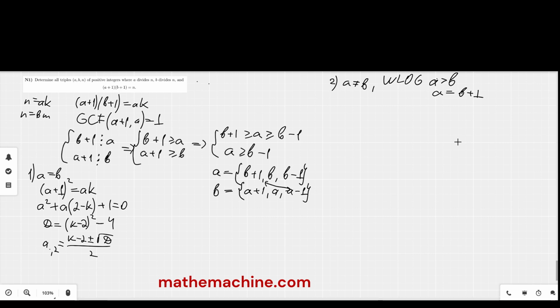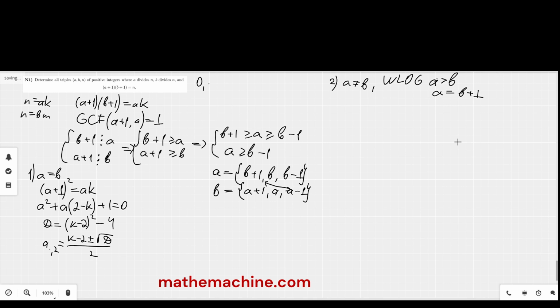So, what do we see? That (k minus 2) squared is already the square of some number, and d should be the square of another number. So the two squares differ only by 4. Let us consider when it is possible.